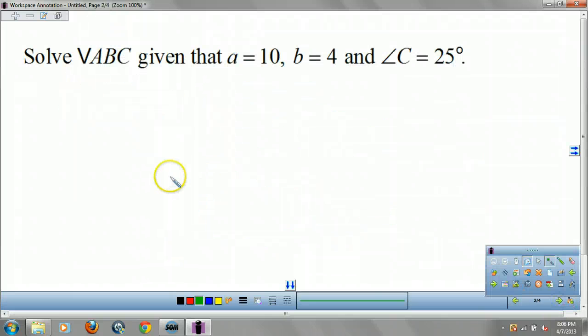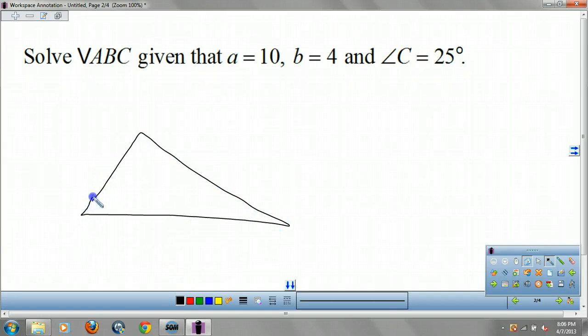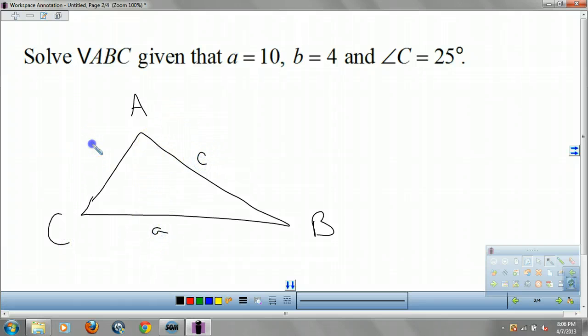Let's try one. Given a triangle ABC, it's easiest to go 1, 2, 3. Again, this will be little a, little c, little b. Okay, so b is 4, right? Okay, got that. It says a is 10. And angle C is 25 degrees.